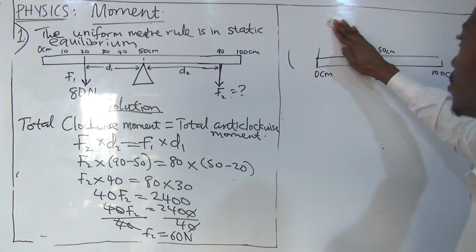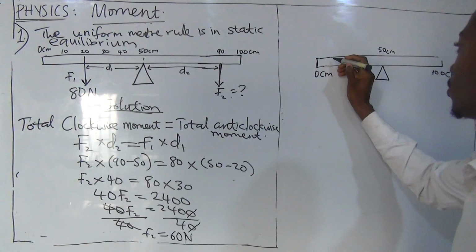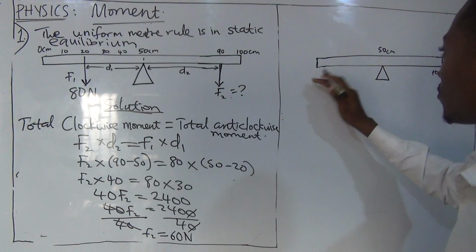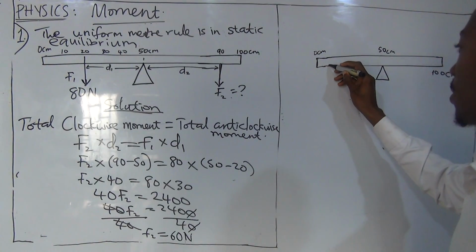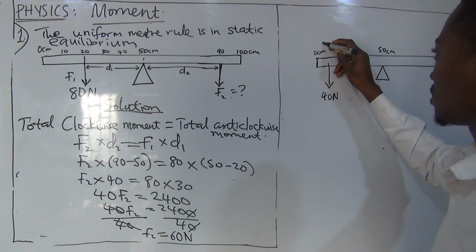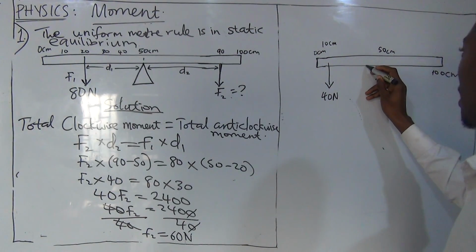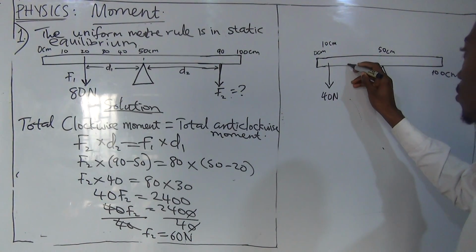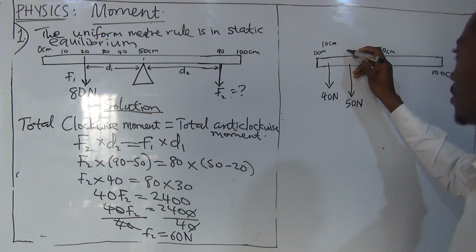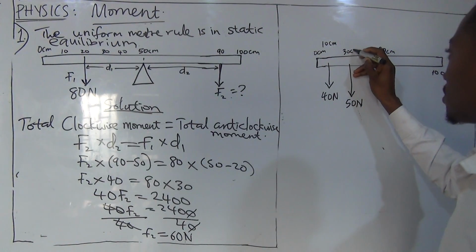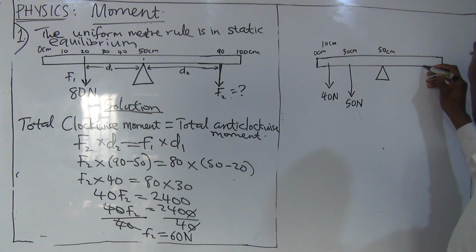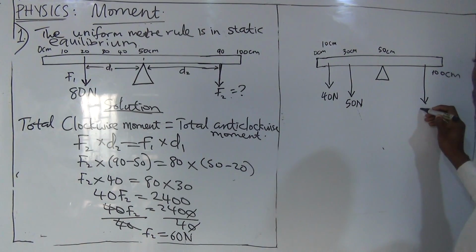Now I'm using this same knife edge, okay? I'm applying a force of 40 Newton at the 10 centimeters mark. I'm also applying another force of 50 Newton at the 30 centimeters mark. What will be the force that will be applied at the 80 centimeters mark to balance it?